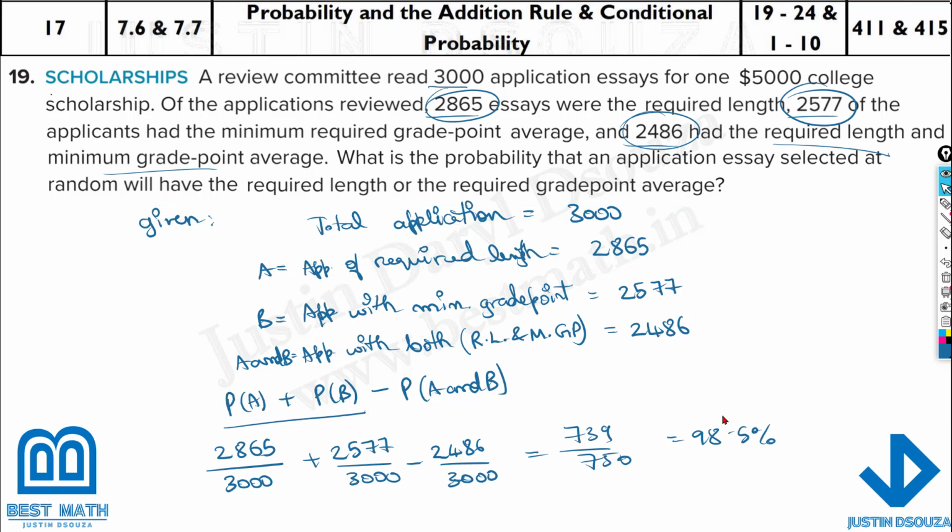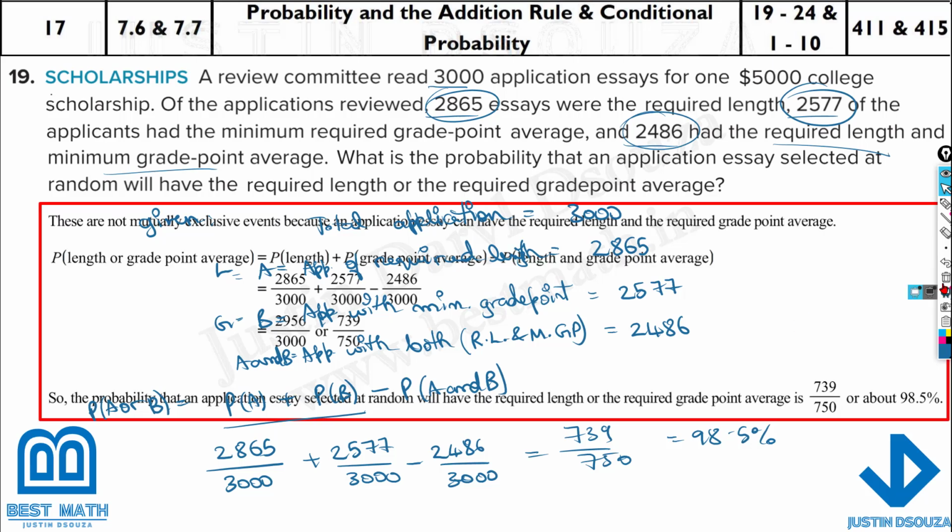So this answer is for: the probability that an application selected at random will have the required length or the required grade point. If you're wondering what was over here, I forgot to write it, it is A or B. So it can be either A or B, any of these conditions. This is the formula given. Over here, you don't need to write it as length, grade points. You can even write L for length and G for grade points instead of A and B. That's up to you, but I just take the first thing as A and the second thing as B. So you need to write this much, then you'll get full marks in writing as well.